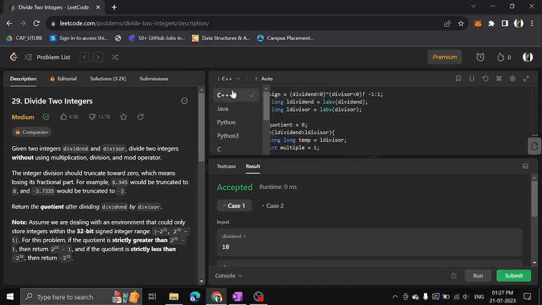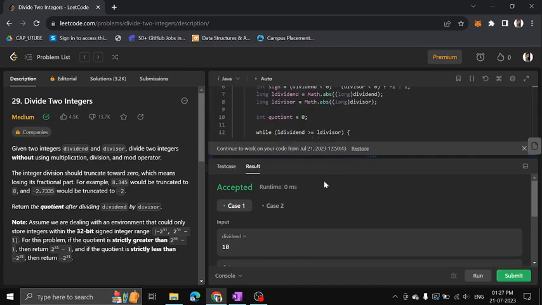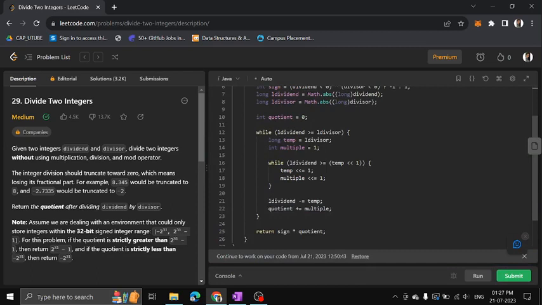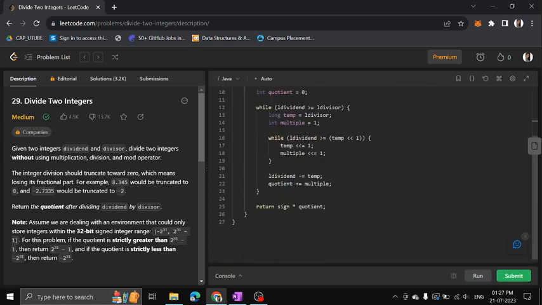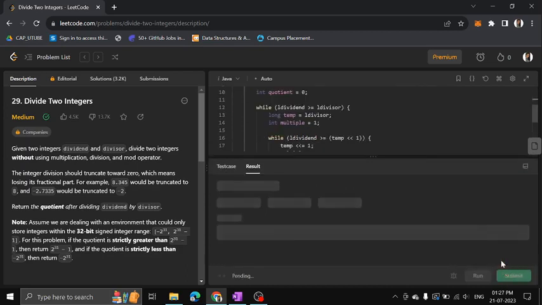Yeah. So I'll quickly show off the Java code as well. So here we have integer.minimum value, integer.maximum value. So return accordingly, and sign also the same case. As I said, math.absolute long we take. So next everything remains the same. We'll submit this also.